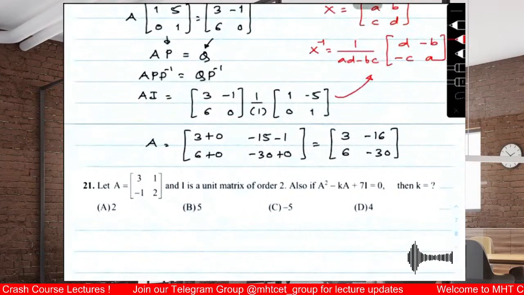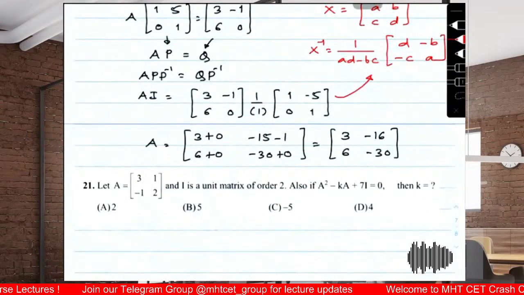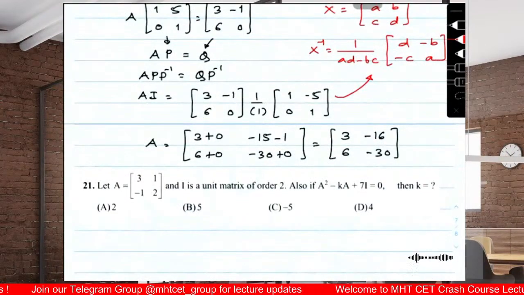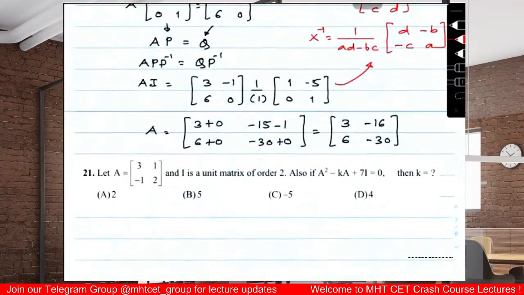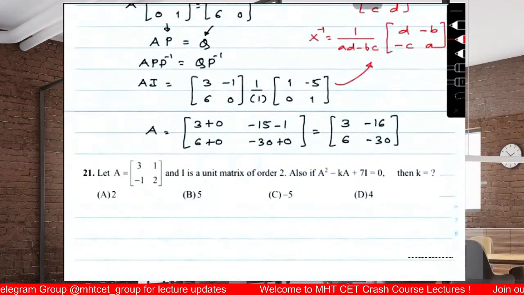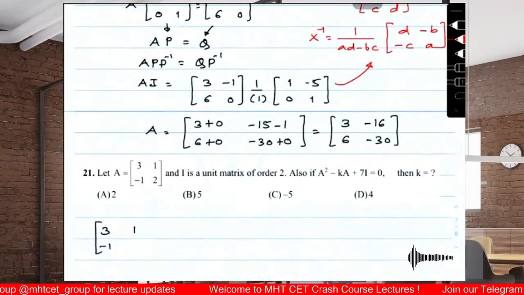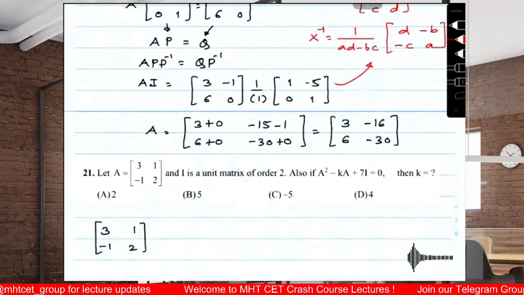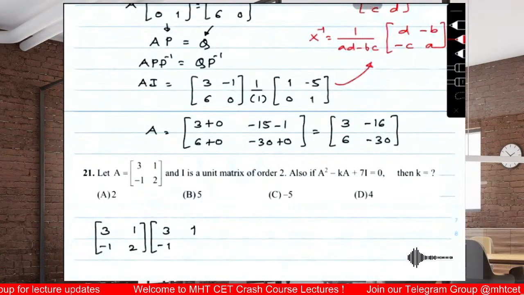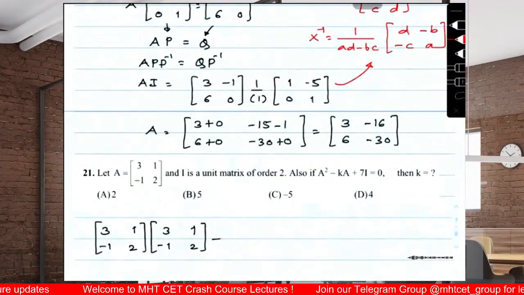A is given. I is the unit matrix of order 2. And also A square minus K A plus 7 I equals 0, then K equals to. So A square will be A into A, that is [3, 1; -1, 2] into [3, 1; -1, 2], minus K into A.